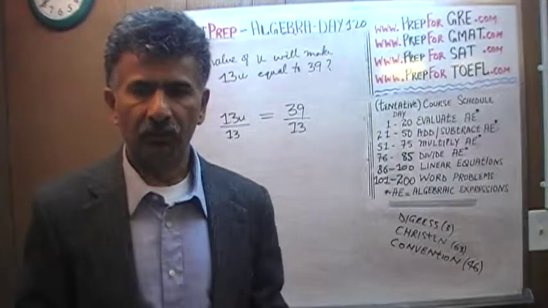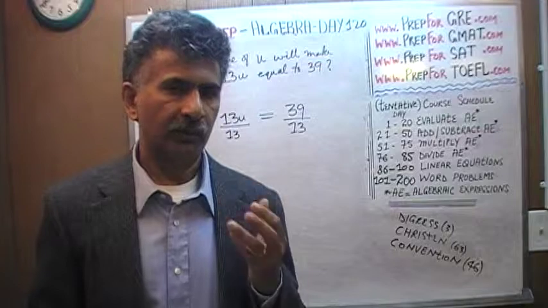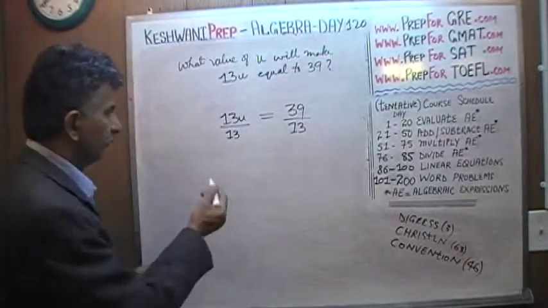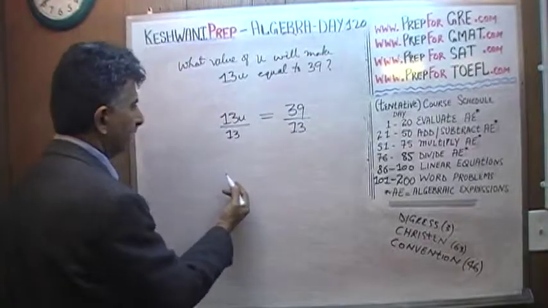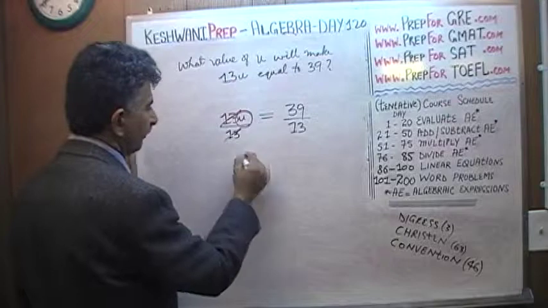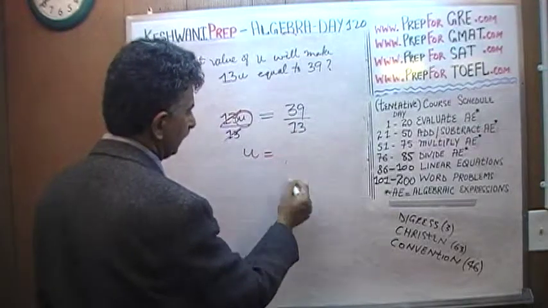The equation is so called because whatever you do to one side, the exact same thing has to be done to the other side in order for that equation to still hold. So you have to spell out that you divide both sides of the equation by 13. And if you do, 13 divided by 13 is 1, we are left with just U, and U equals 39 divided by 13.